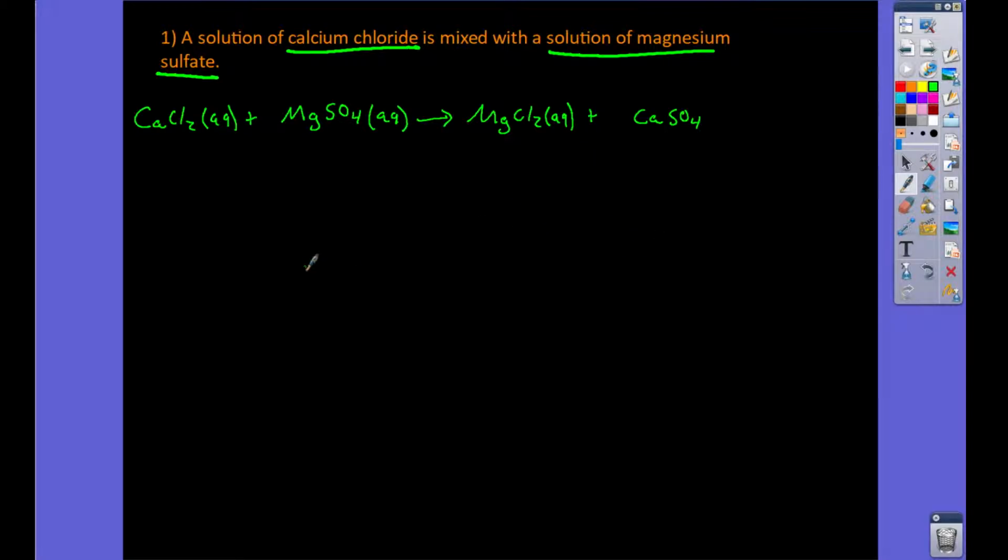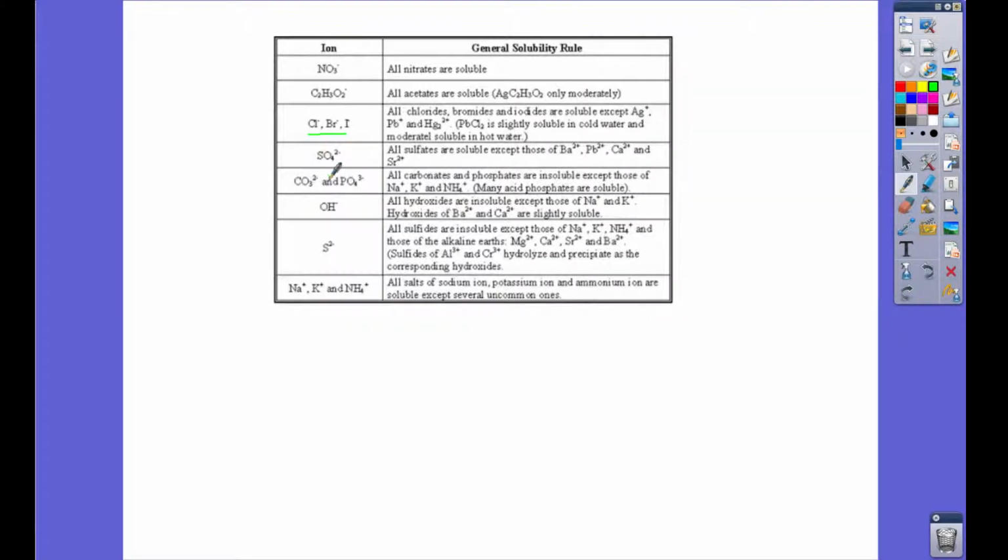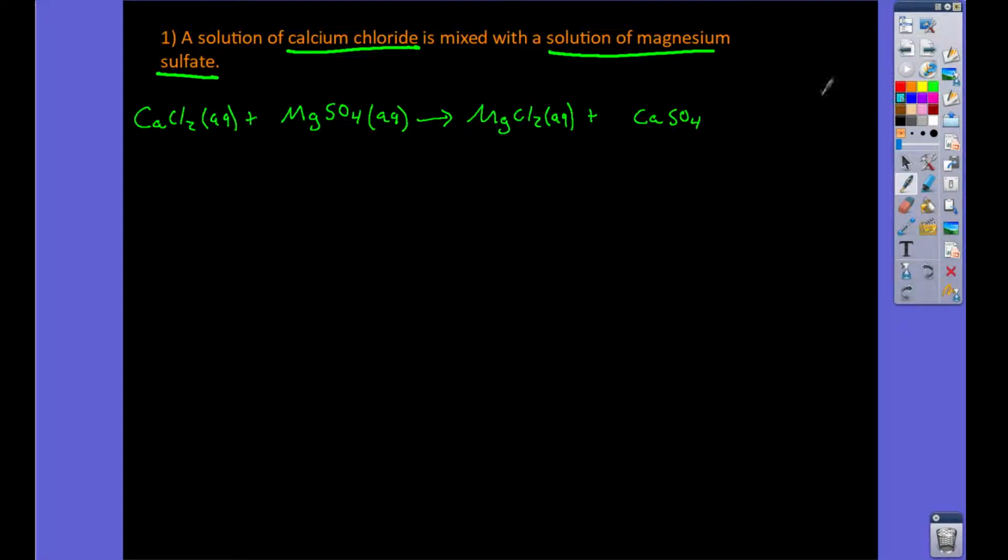We do the same thing for calcium sulfate. Looking for an applicable rule here, we see all sulfates are soluble except those of Ba2+, Pb2+, Ca2+, and Sr2+. So since calcium sulfate here is one of these exceptions to the rule, we know that calcium sulfate is going to be our solid precipitate in this example, and so we will have a reaction because of that. So this is just the standard double replacement reaction at this point.